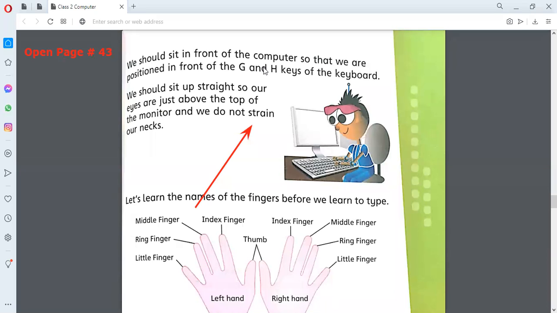Okay, then we see about the index finger, the first finger after the thumb. As we know, index fingers are used for typing. Then we see the names of the other fingers. There are five fingers in one hand. The first one is the thumb.